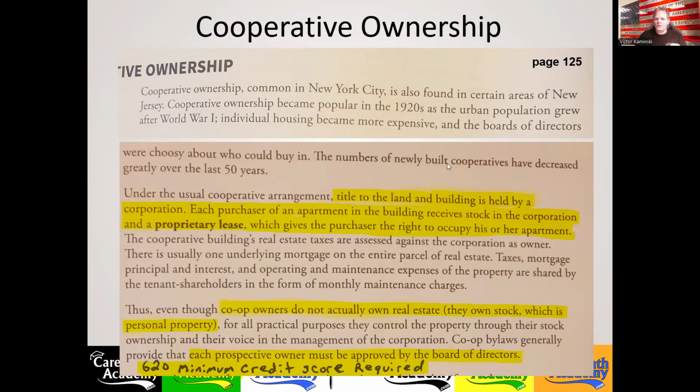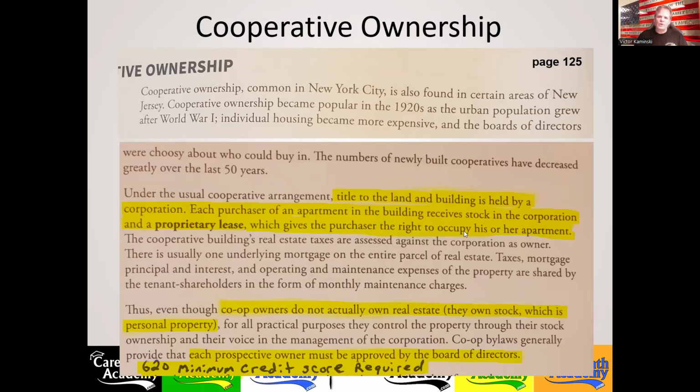The number of newly built co-ops has decreased a lot over the last 50 years, but they're still around. Under the usual cooperative agreements, title to the land and the building is owned by the corporation, and each purchaser of an apartment in the building receives stock in that corporation and a custom lease. They call it a proprietary lease. It's a fancy name for custom lease, which gives the purchaser the right to occupy their apartment.